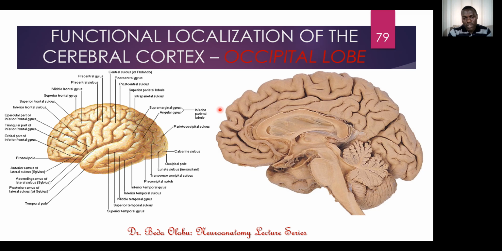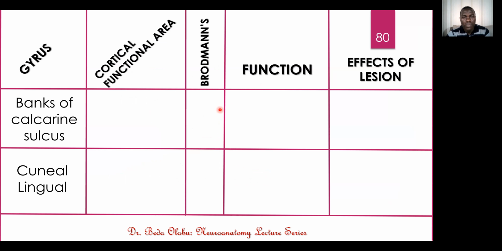Okay, so let's mention them. In terms of gyrus, this is what I want you to remember. The banks of calcarine sulcus is an important region in as much as it's not a distinct gyrus. You know, banks like river bank. So let's put that as a specific gyral region in quotes. The banks of calcarine sulcus constitute what we call the primary visual cortex. This is area number 17, according to Brodmann.